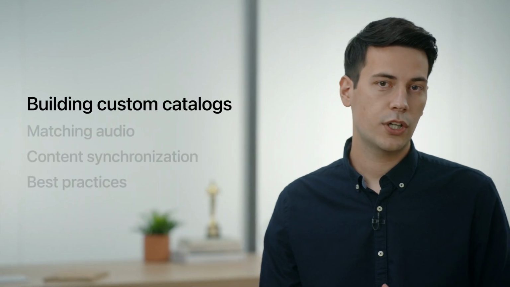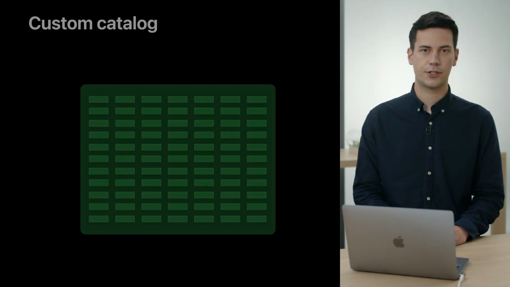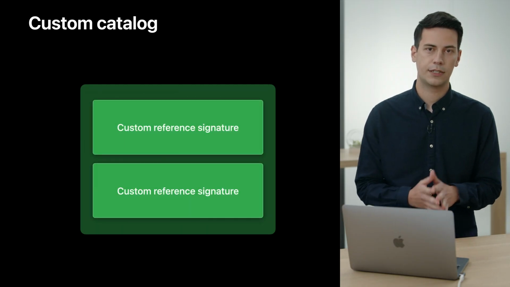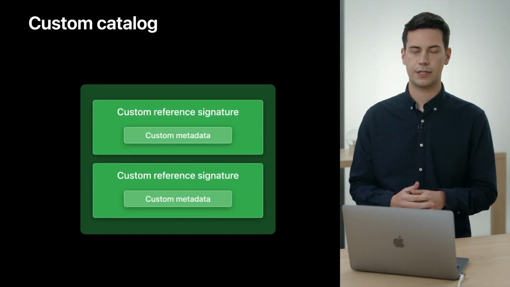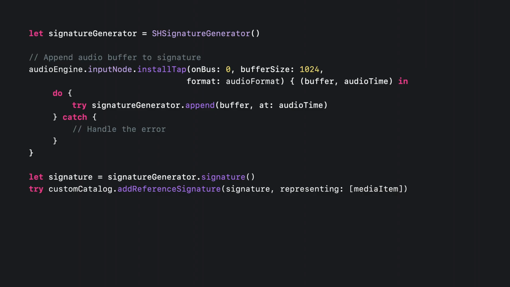First, what are custom catalogs exactly, and how do we build one? A custom catalog is a collection of signatures that you generate from any audio. You can also add associated metadata for each signature. To add signatures to your custom catalog, you can use the signature generator object. It will convert audio buffers into a signature.